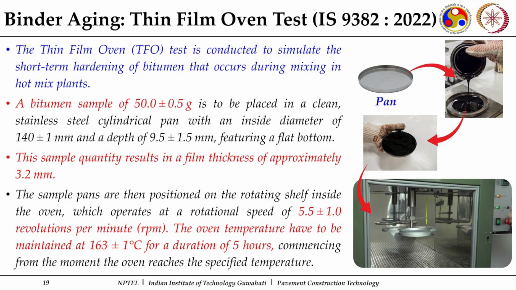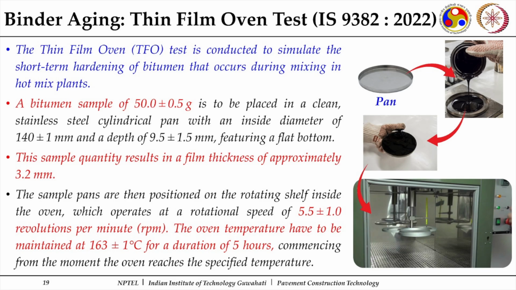Now, quickly, what is done in this particular one? In a thin film oven test, which is conducted to determine the short term aging of a bituminous binder, we take a standard sample, around 50 gram of a binder sample. It is poured in the pans, and these pans have standard dimensions, and because of this standard dimension, a standard thickness of film is constructed. So, if I pour this 50 gram of binder in this pan, approximately a film thickness of 3.2 mm is created, and then this is transferred to this oven.